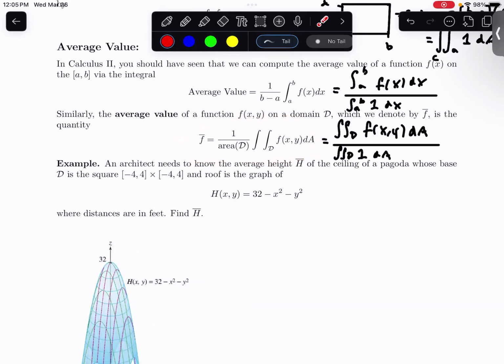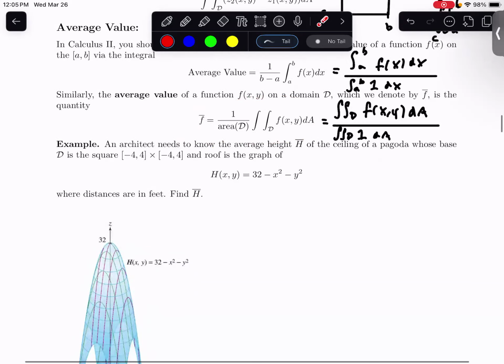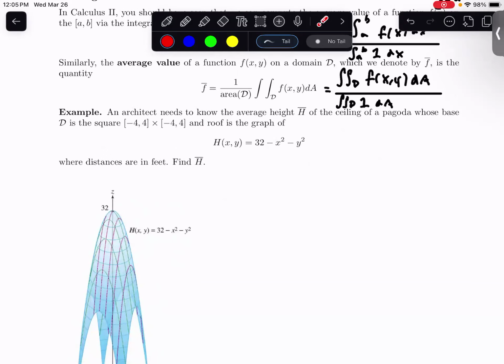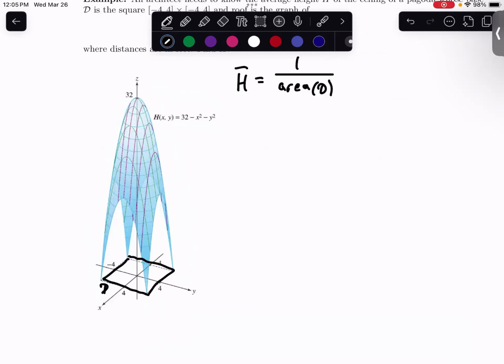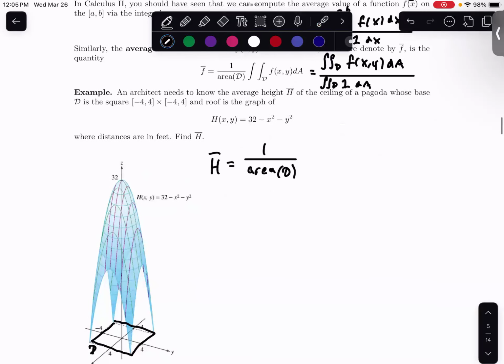So it ultimately just turns into computing a double integral. So the first thing we do is we have that this h bar, we can just write this out as being 1 over the area of D. This is the formula that we're going to be using. When I say D, I mean this square right here. That's your domain. And then this is going to be the double integral over D of h of xy dA.